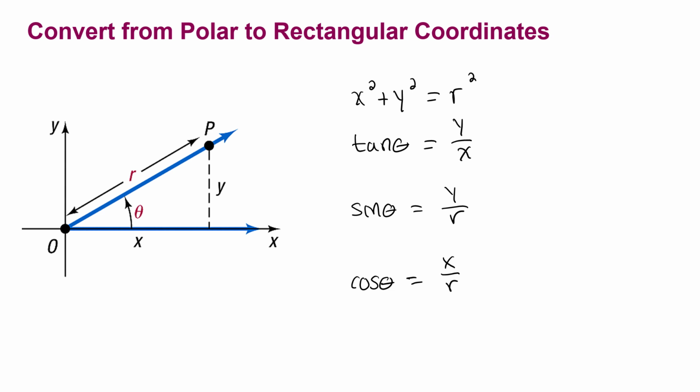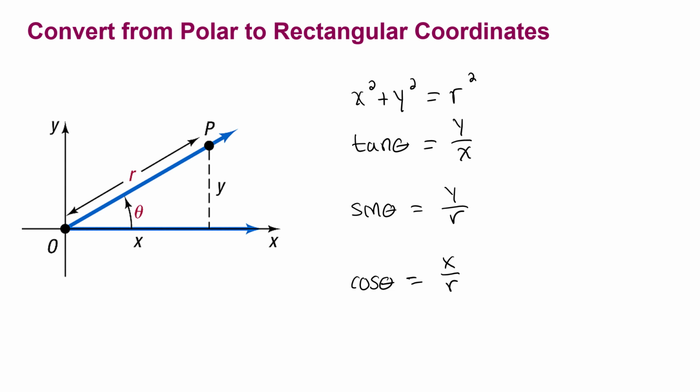Now, for this video, we're learning how to convert from polar coordinates to rectangular coordinates. Therefore, if we have the values of r and theta, we're looking to find the corresponding x and y values. Then we're only going to need to use the last two equations that we wrote, but we will write them in a more convenient form.